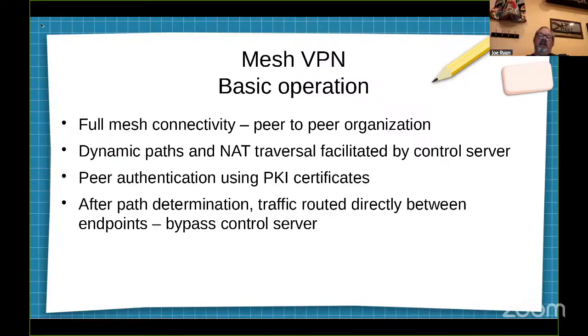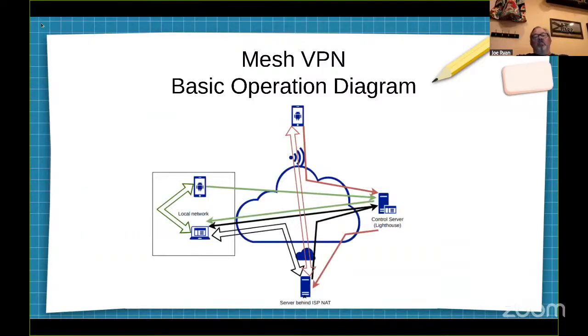Most of them use PKI certificates. There could be some oddballs out there, but I haven't seen one that doesn't use private key infrastructure. I think X509 certificates for every node authenticates to each other. A lot of them do user authentication as well. So not only does the device authenticate, but then the user is authenticated as well. And then, of course, as I said, after path determination, the traffic bypasses the control server and routes directly between the endpoints. So I've got a couple of pictures to kind of show that description.